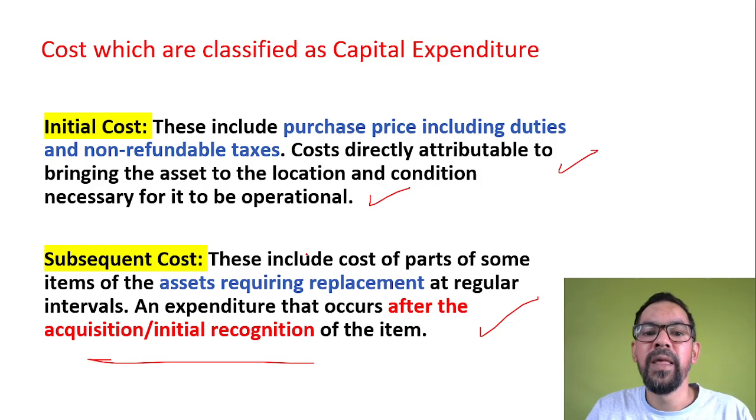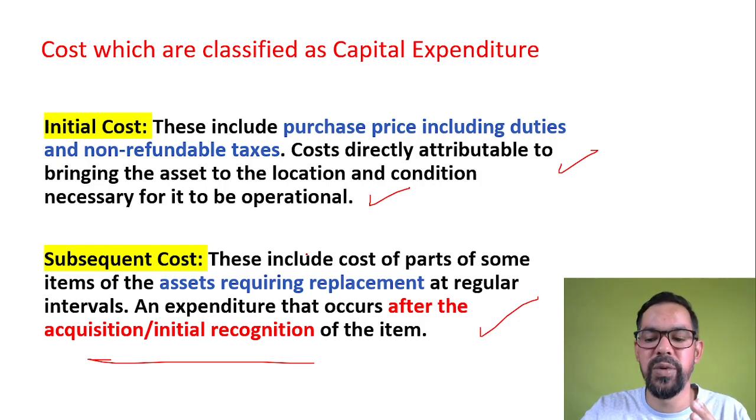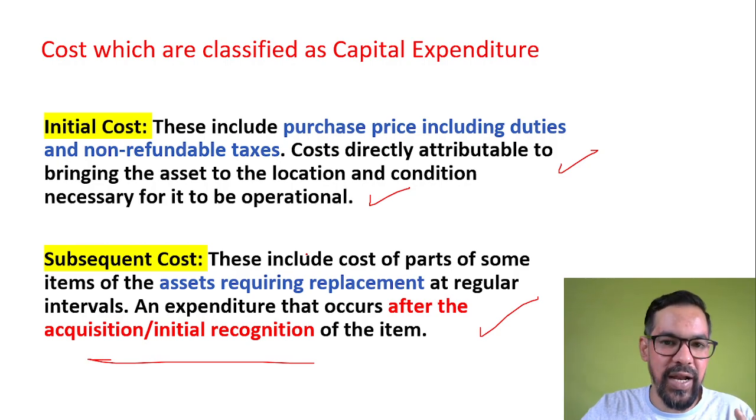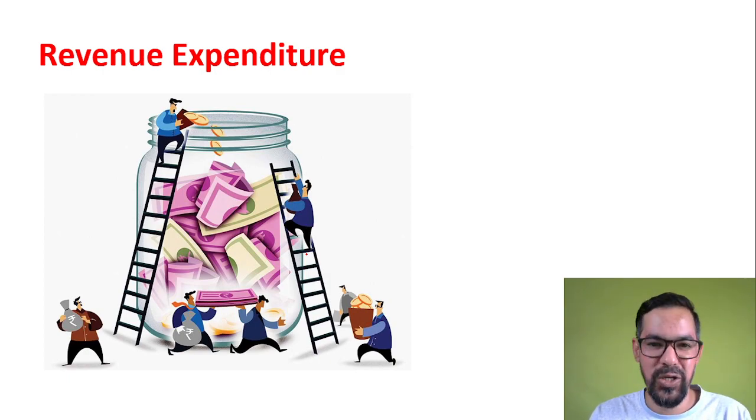After some time, let's say one tire burst, so you'll acquire the new tire, so that will be part of your subsequent cost. So this is the slight difference between initial and subsequent cost. Okay, so capital expenditure, I hope this is clear to all of you. Now next one, we have a revenue expenditure.